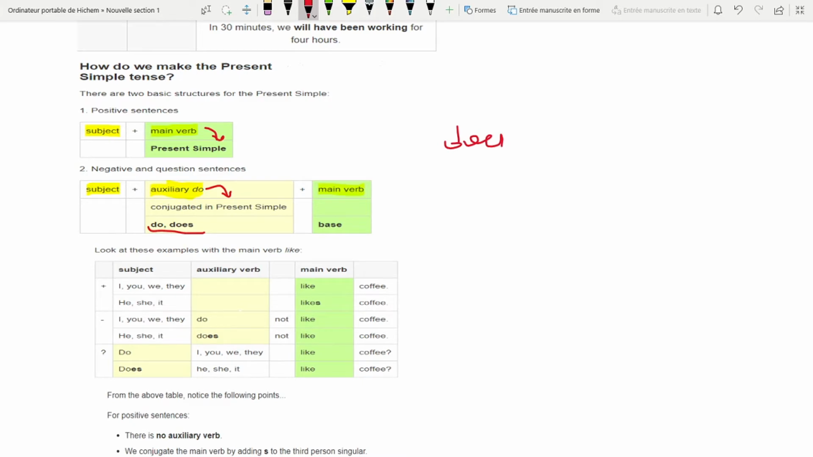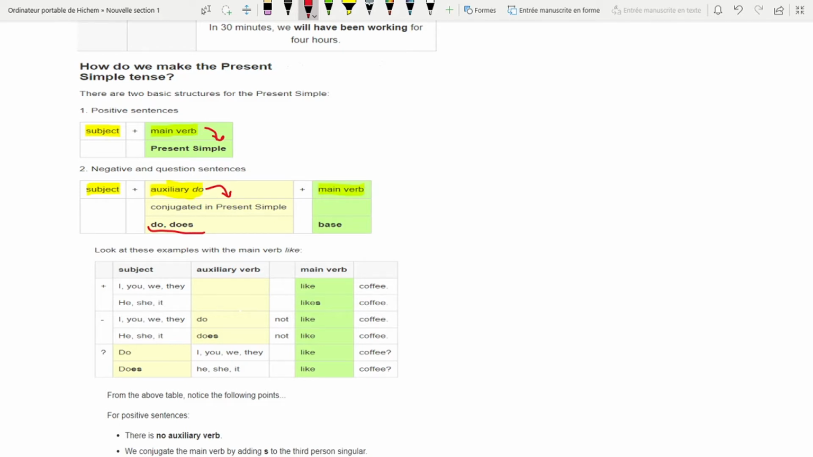okay, sorry with the handwriting, when it's a he, or a she, or an it, right? This is when we say does. The other personal pronouns, we say do, okay? So this is how we make the negative and question sentences. This is like the form. Now we are going to apply it to see when do we reverse the subject and the auxiliary, what to add in order to make it a negative, and so on and so forth.